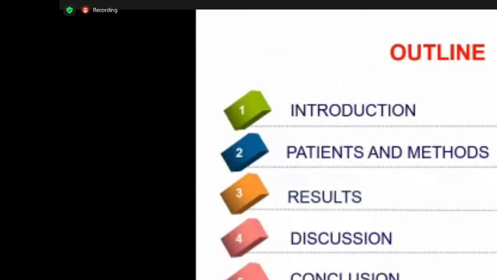The talk will be divided into 6 parts. Firstly, I will talk about some information related to the topic. Secondly, I will explain the characteristics of patients and the methods we chose. Subsequently, we will examine the results and share our opinions and some take-home messages about them.